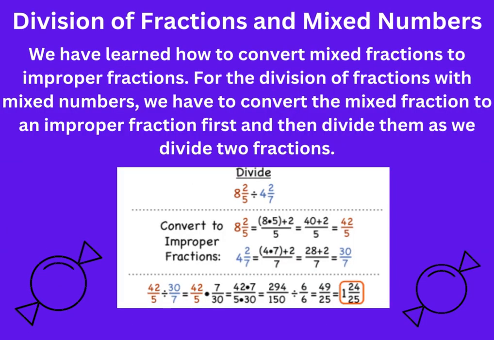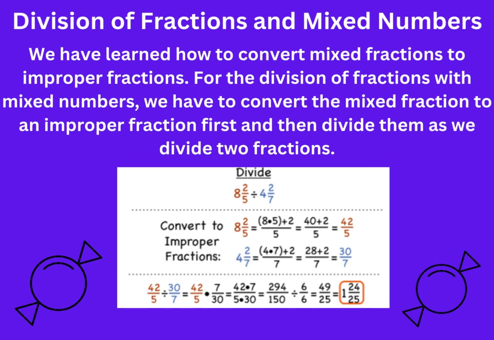Okay, next one. Division of a fraction and a mixed number. When you divide, both fractions are given as mixed numbers. Here is the example I have given: 8 2 by 5 divided by 4 2 by 7. Now you have to convert 8 2 by 5 first into an improper fraction, and that comes to 42 by 5. Next is 4 2 by 7, that is also changed into an improper fraction, and I get 30 by 7. Now the division is the same: 42 by 5 divided by 30 by 7.